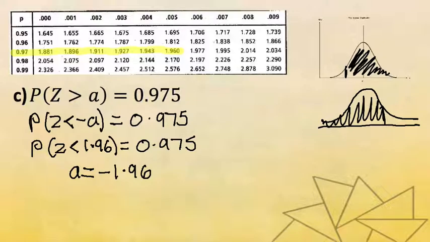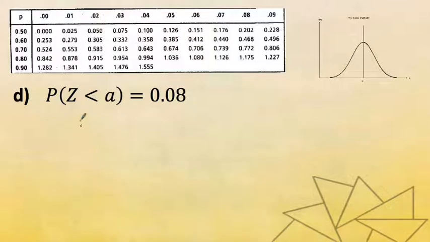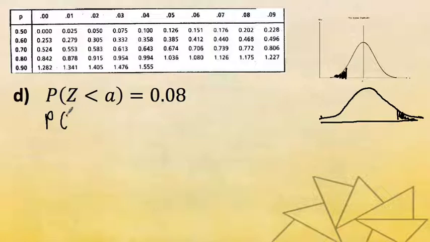Final example now. Find the probability Z less than A is equal to 0.08. So what I'm looking at is a left-hand tail, but it's less than 50%, so I'm looking at this small tail here. Now what I'm going to do is, because I'm in the negative zone, I'm going to use the symmetry of the graph. And I'm in fact going to find the probability of this tail up here. So I'm going to say probability Z greater than minus A equals 0.08.